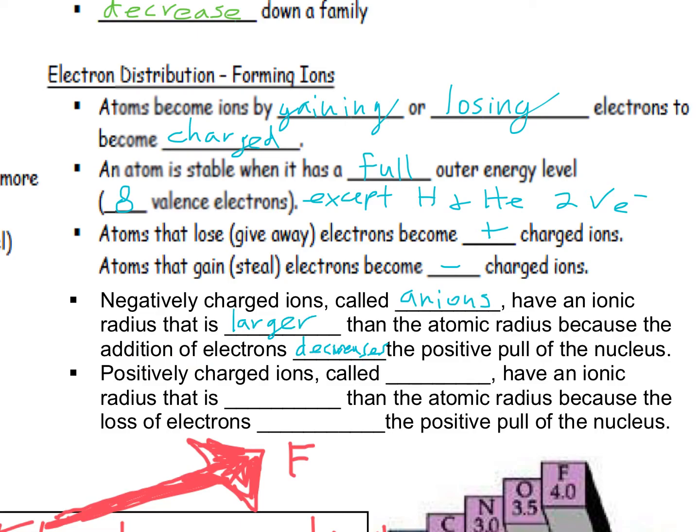Now, my positively charged ions are called cations because they are positive. They have an ionic radius that is smaller than the atomic radius, because the loss of electrons increases the positive pull of the nucleus.